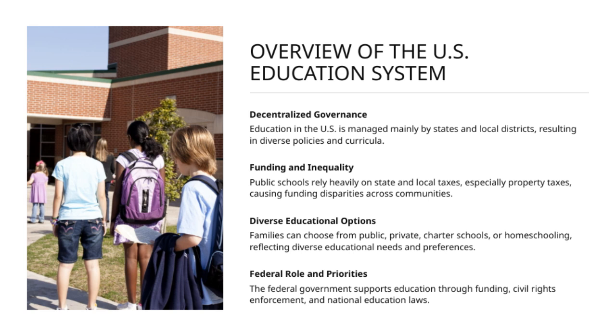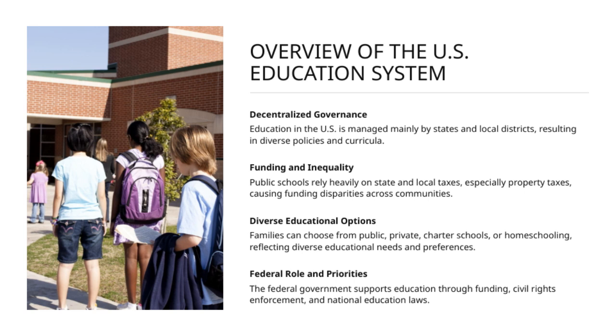When it comes to funding, public schools depend heavily on state and local taxes, especially property taxes. This creates significant disparities, as wealthier communities can invest more in their schools, while less affluent areas may struggle to provide the same level of resources. These funding differences can impact the quality of education students receive depending on where they live.